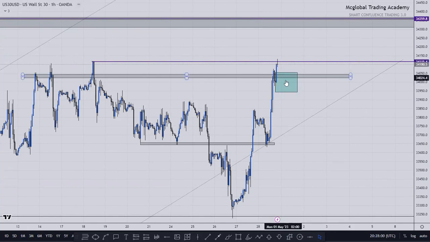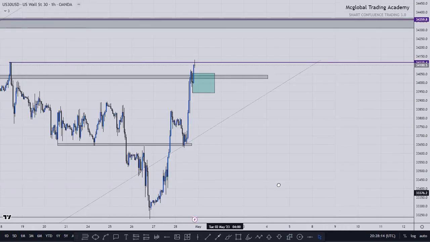Once it tests into this demand and rejects, one can actually take buys to this. Once we reject it there, we simply wait for confirmations before selling, just like what I showed you.